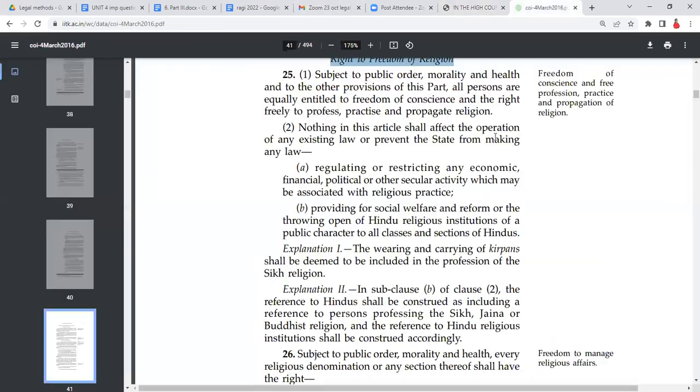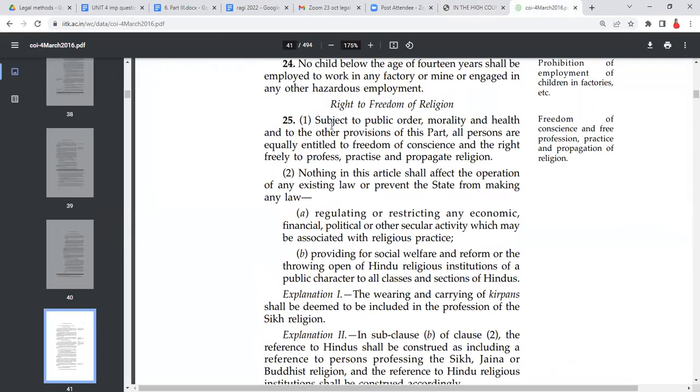When you look at the Constitution, you will always see that when fundamental rights are given to us, these are not absolute rights. Mostly you would see that it starts with subject to public order, morality, health, and other provisions of this part. You have freedom of religion, but this right is not absolute. It is subject to public order, morality, health, etc. Similarly, our right to freedom of speech and expression is also not absolute. Right to life is also not absolute; in case somebody commits a crime, they may be given the death penalty. So all these rights are subject to certain conditions, and public order is very important.